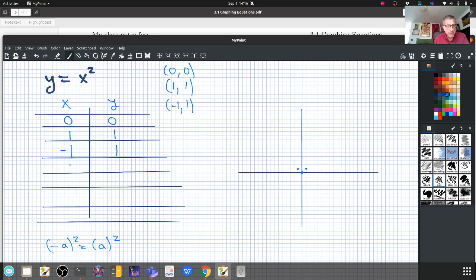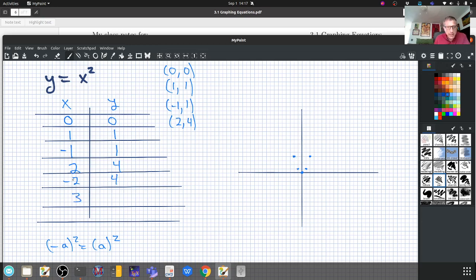Let's keep on going. 2. Well, 2 squared is 4. So I get another point, 2 and 4. So x is equal to 2. 1, 2, 3, 4. And minus 2, I get 4 as well. So I go over here, minus 1, minus 2, but up 4, 1, 2, 3, 4.